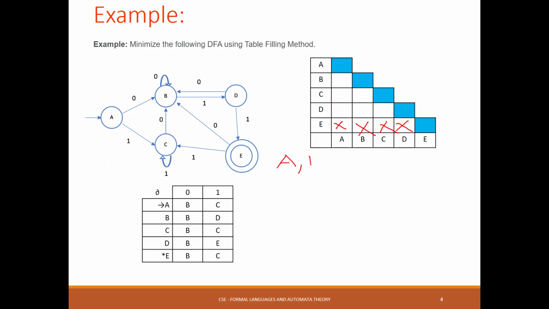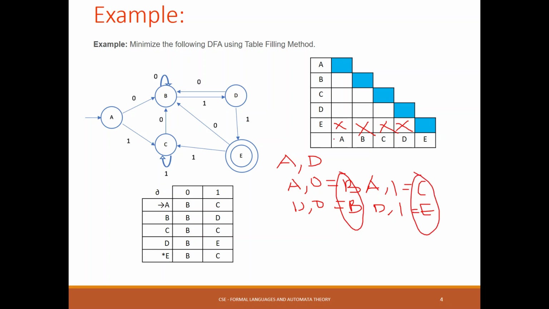Now A comma 0, D comma 0, A comma 1 and D comma 1. Now from the transition table we can write the values here, right? A comma 0 goes to B, D comma 0 goes to B, A comma 1 goes to C and D comma 1 goes to E, right? Whenever we need to consider this now, the answer is B comma B. There is no such cell named B comma B, right? So we can leave this.